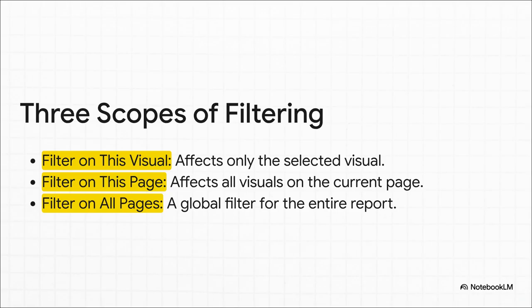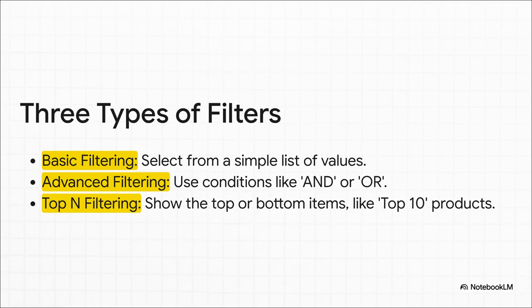Or, and this is really powerful, you can create a global filter that changes the data across your entire multi-page report. This control is what lets you build truly dynamic dashboards. And beyond just the scope, you can also choose the type of filter that makes the most sense. Basic filtering is just a simple checklist of values, but for more power, you can use advanced filtering with and or conditions, or my personal favorite, a top N filter, to instantly find, say, your top 10 best-selling products. Just a word of caution. Don't go overboard, or you can make the report a little confusing.